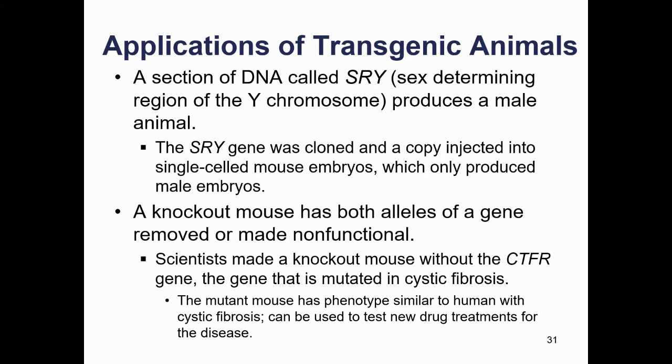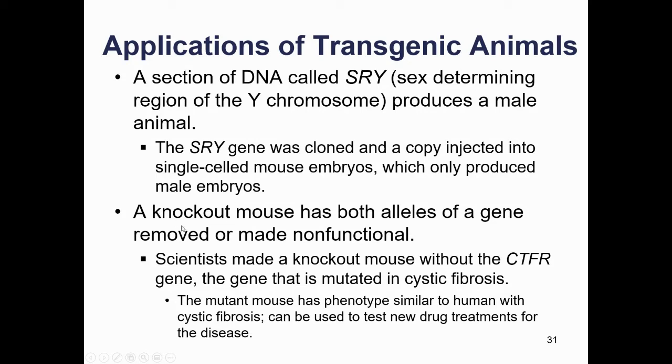We can use transgenic animals to do studies on development. Some of the things that we can look at is removing sections of chromosomes to see what will happen. We can inject single mouse embryos. We can alter. This can be used to treat a lot of those disorders that we talked about with having incorrect chromosome numbers. A knockout mouse.